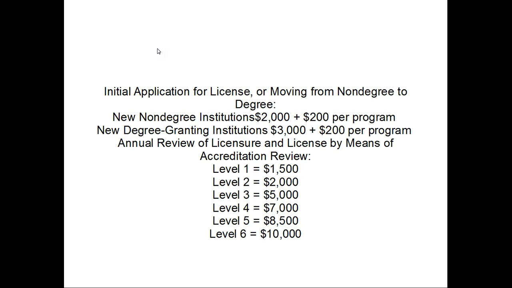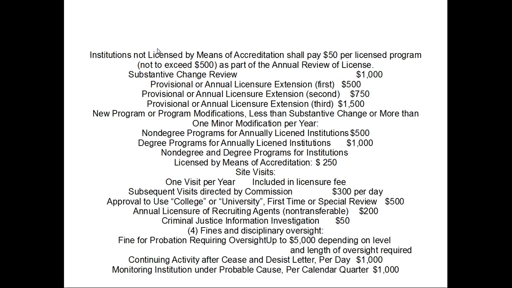Initial application for a license, moving from non-degree to degree. Non-degree institutions is $2,000 plus $200 per program. Degree program per institution is $3,000 plus $200 per program. Annual review of licensures and licenses by means of accreditation review. Level 1 $1,000, $1,500. Level 2 $2,000. Level 3 $5,000. Level 4 $7,000. Level 5 $8,500 and Level 6 $10,000.